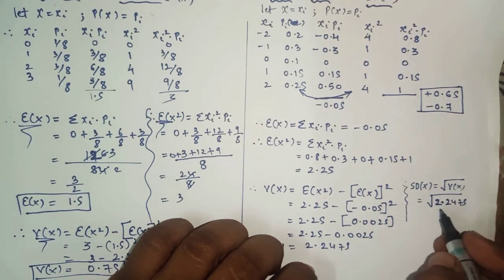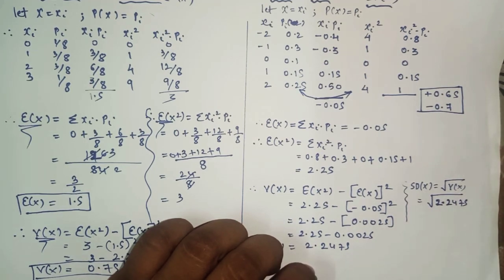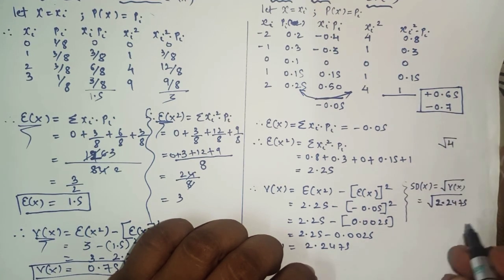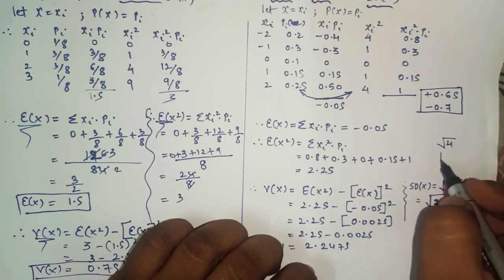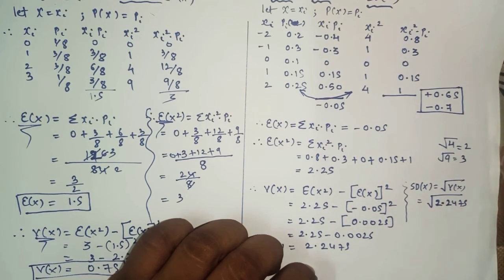As here clearly we can see, to find the square root of 2.2475 will be difficult, because this root 2 is an imperfect square root, so directly we cannot get the answer. Like if in place of 2.2475 it were root 4 or root 9, straight away we could write the answer as 2 or 3. As root 2 is imperfect and irrational, directly we cannot find our answer.